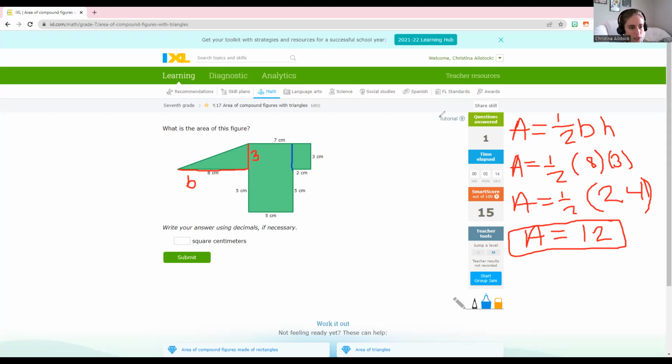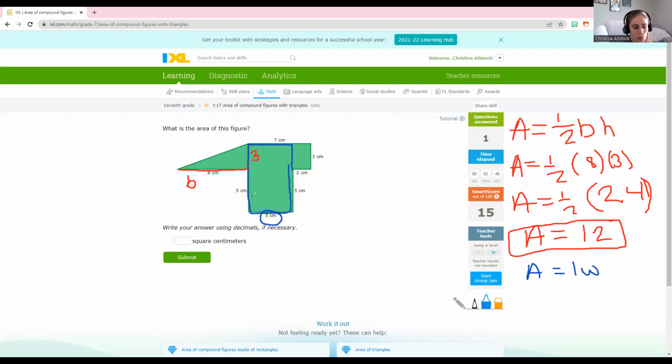Now let's move on to our rectangles. Let's just kind of go left to right here. So let's do this center one. All right, with this center one, let's see what information we're currently given. Well, I can pretty easily see that the bottom of it is 5 centimeters.